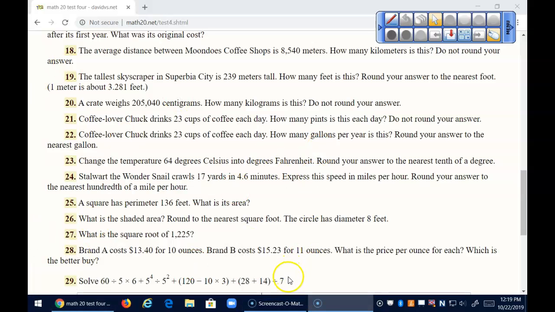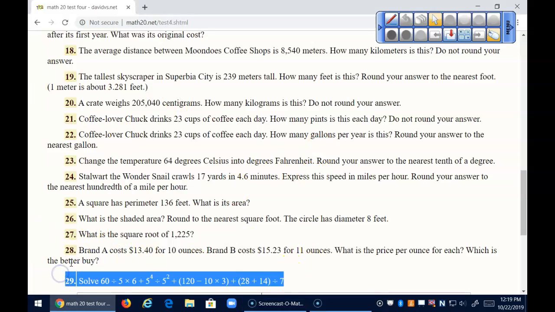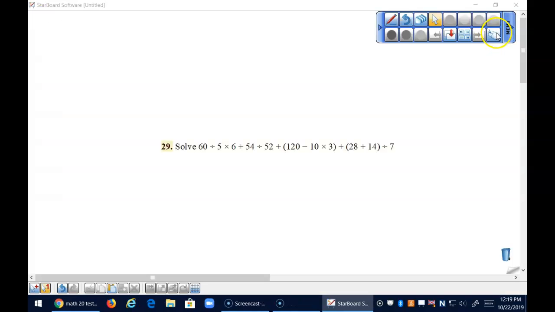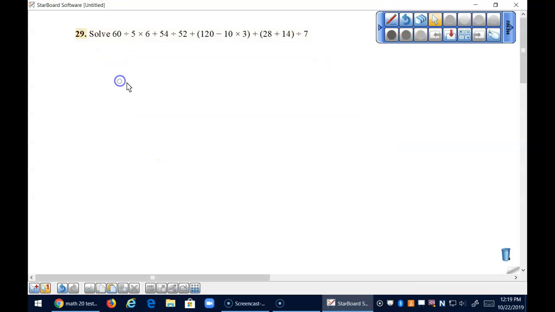Oh, go away, menu bar. Okay. Use your calculator. You could, but not in Math 20. So we're going to pretend that we have that restriction.